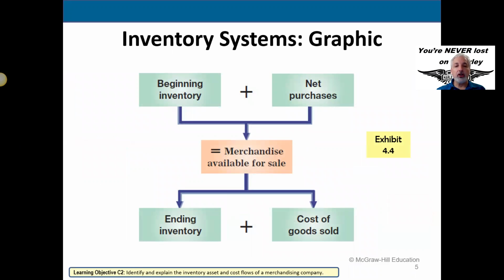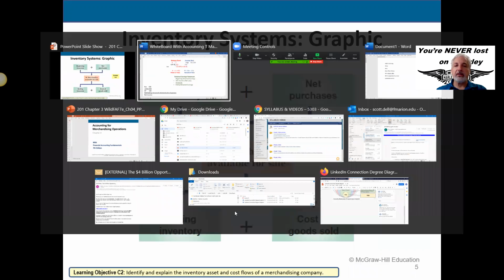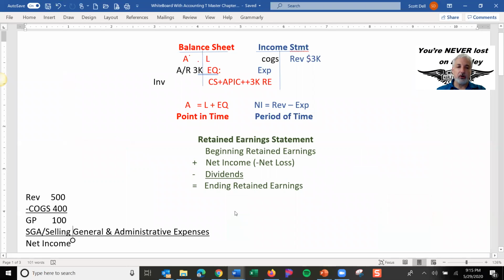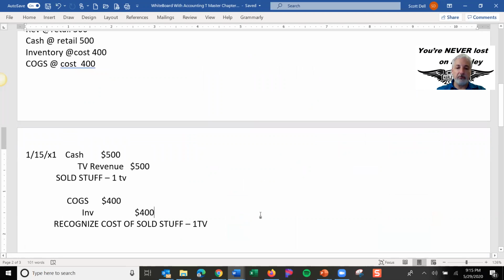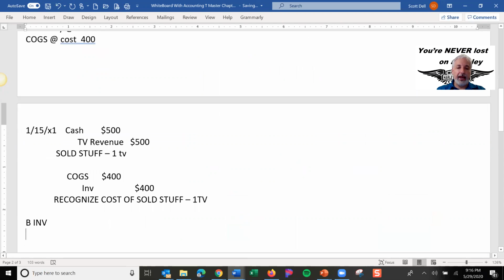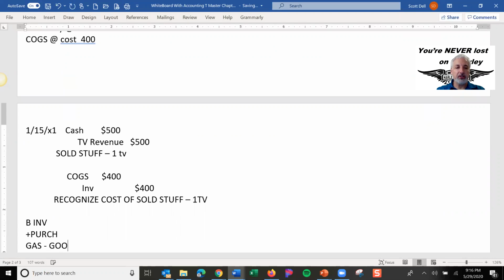One of the other formulas you're going to want to know, and this is going to kick into high gear when we actually do inventory analysis, LIFO and FIFO stuff. So you're going to start with beginning inventory. We're going to add purchases. We're going to buy some stuff. We're going to end up with GAS, which is goods available for sale.